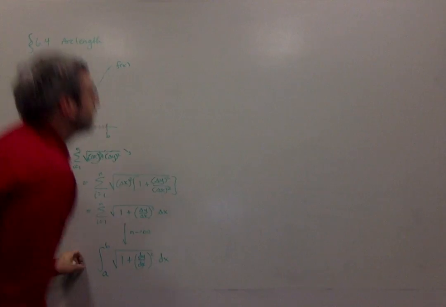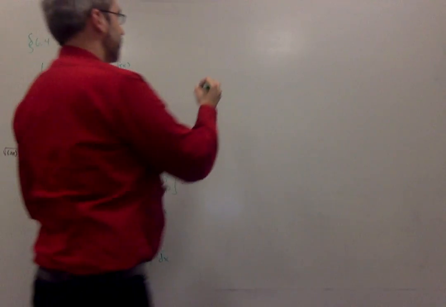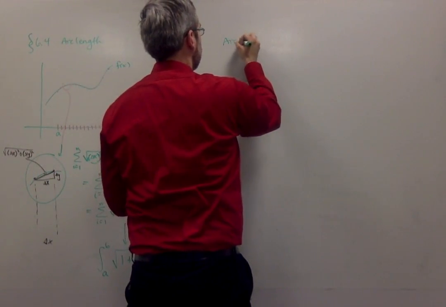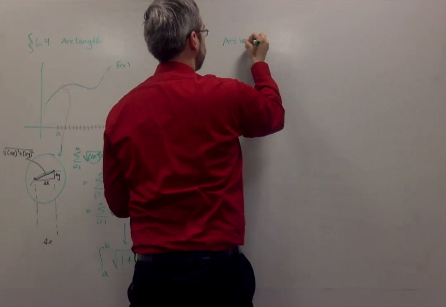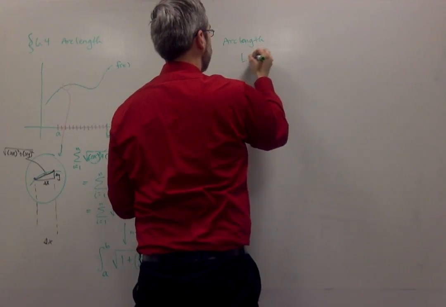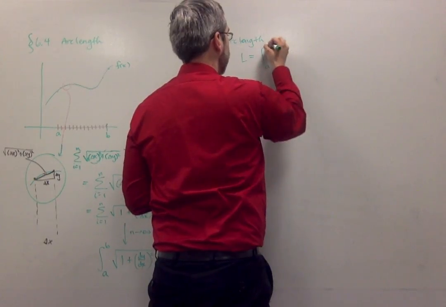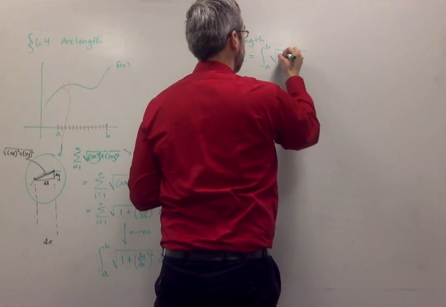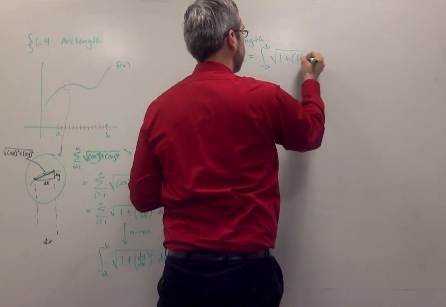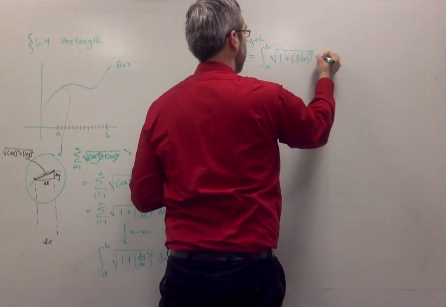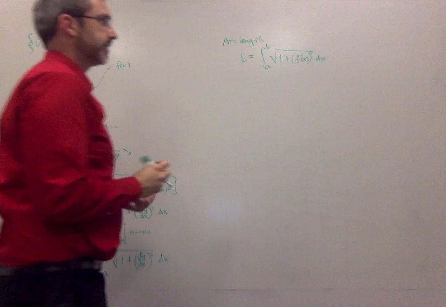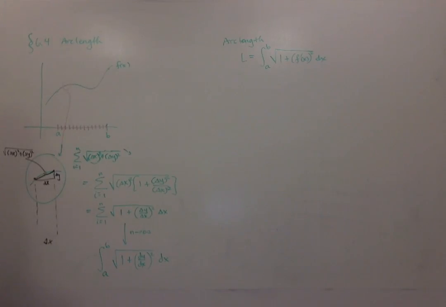So the formula for arc length, what this does is this gives us the formula for arc length. The way that I get the length of that curve is it's the integral from a to b of the square root of 1 plus the derivative squared dx. All right, that's how we're going to get arc length. Again, I'm not putting this on the final exam, but it's good for you to have at least seen this. Okay.